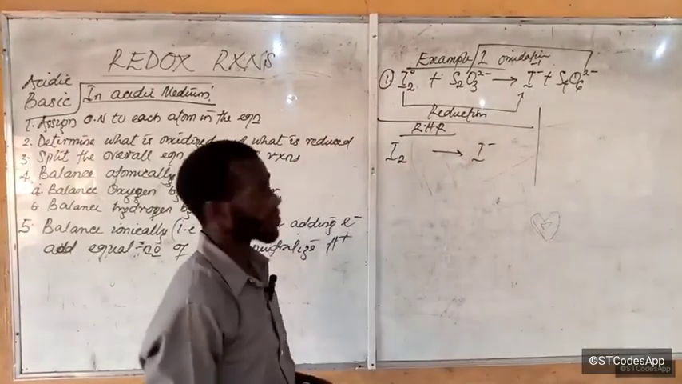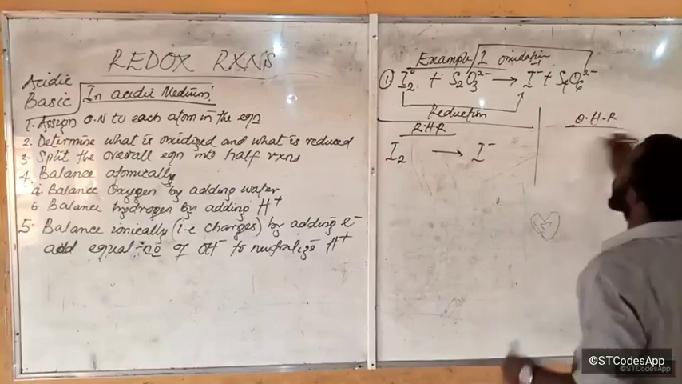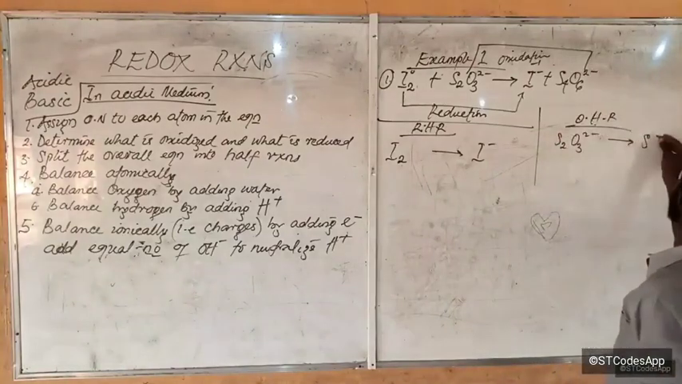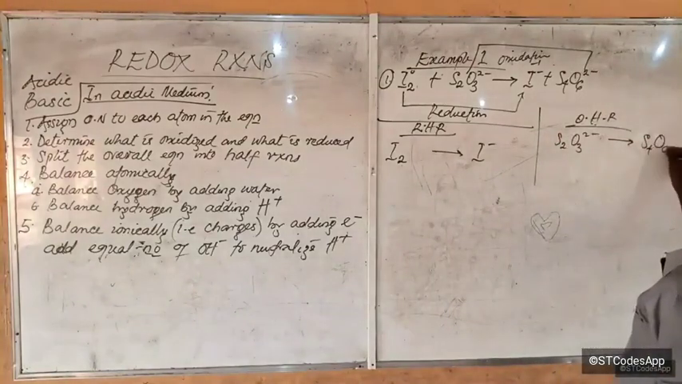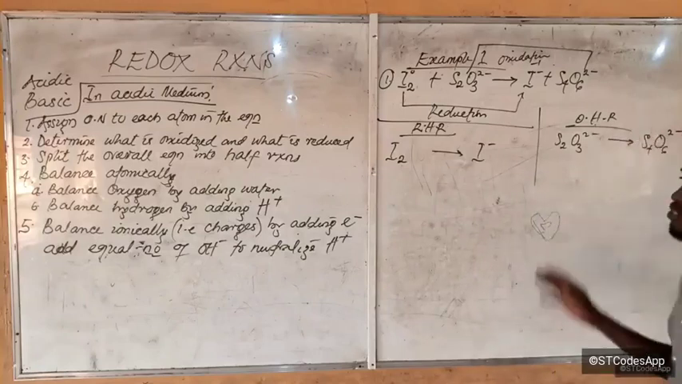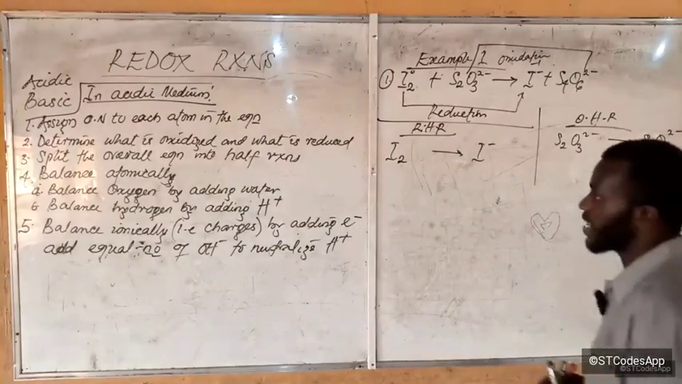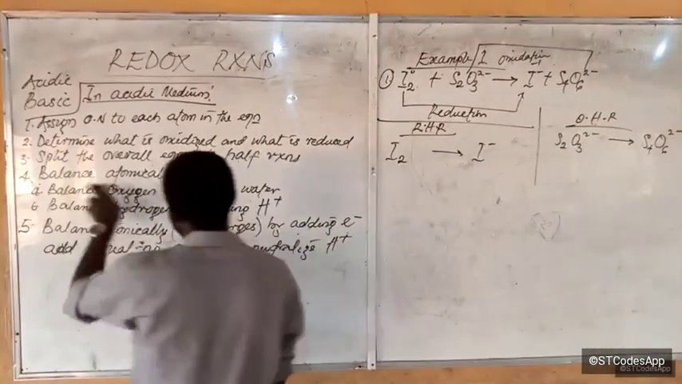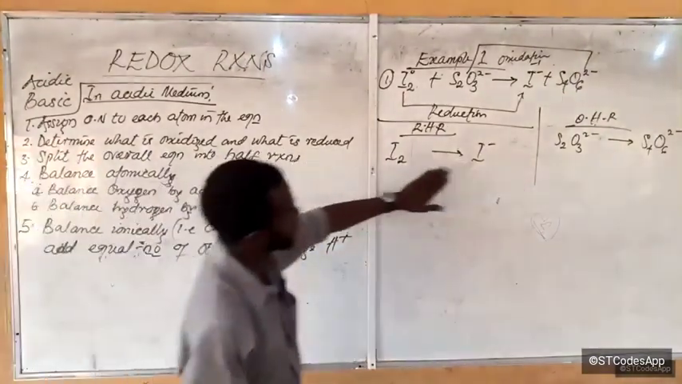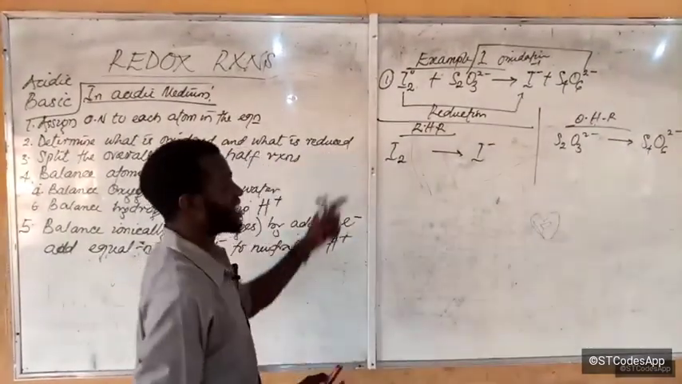Is that okay? And in our oxidation half reaction, we went from S2O3 2 minus to S4O6 2 minus. Now make sure you write the correct equation, because if you write a wrong equation, you are going to balance it wrongly. Is that okay? The next rule says that after splitting, we should balance atomically. It says we should balance oxygen by adding water. But in this reduction reaction, there is no oxygen, so we can just balance atomically. It means balance the number of atoms.